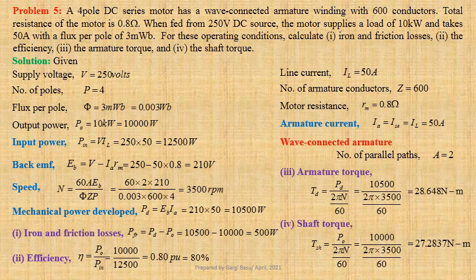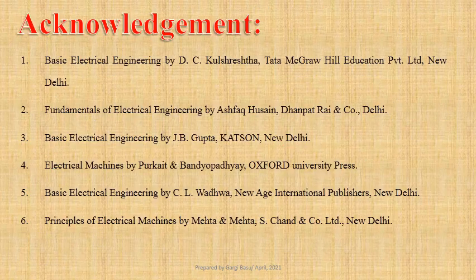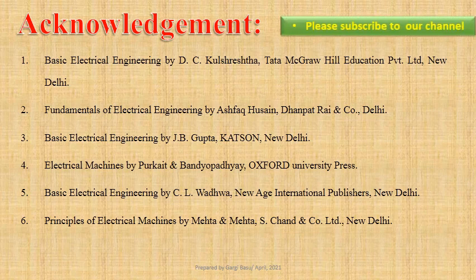27.2837 Newton meter. So today we have solved a couple of numerical problems on DC series motors. By solving these problems, we have learned how to determine efficiency, armature torque and shaft torque of a DC series motor. We have also learned how to calculate armature current when values of efficiency and shaft torque are available.